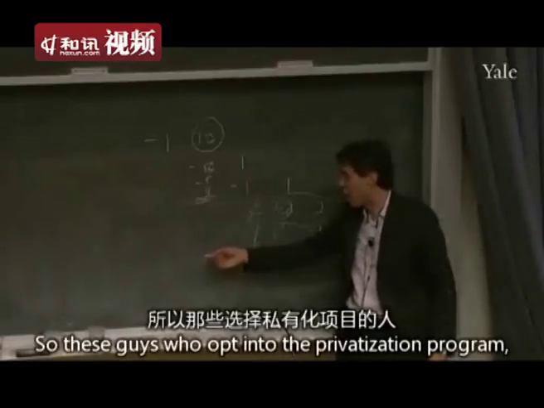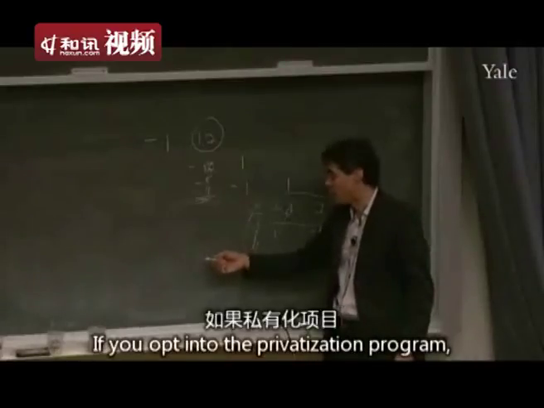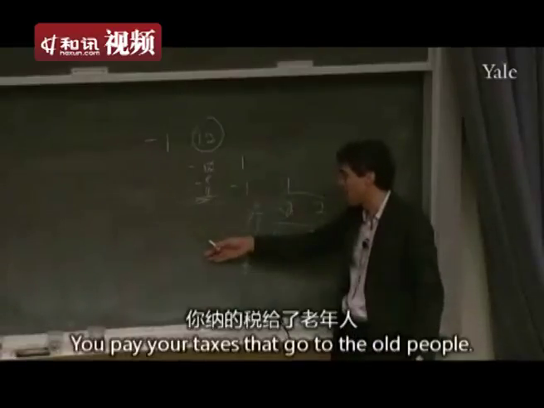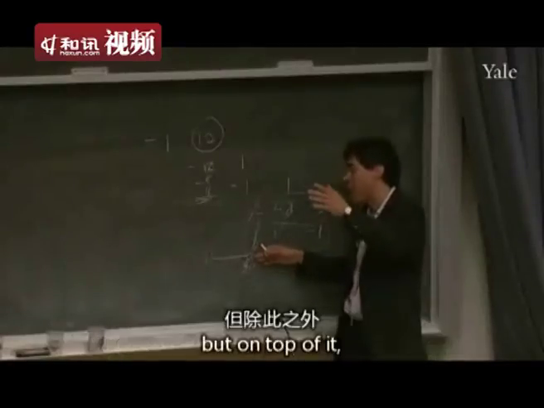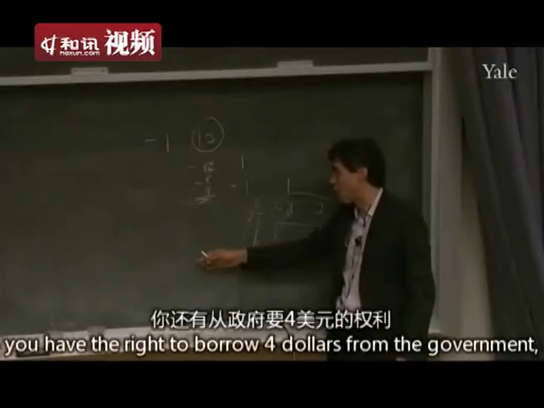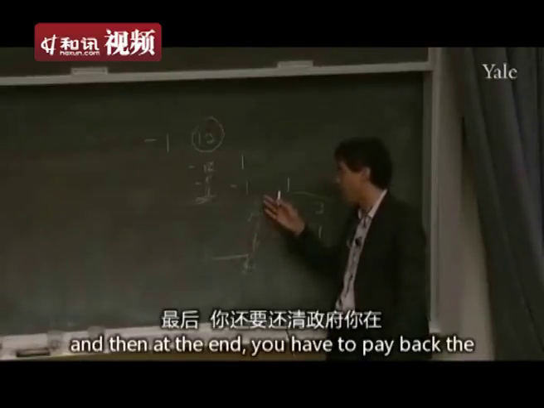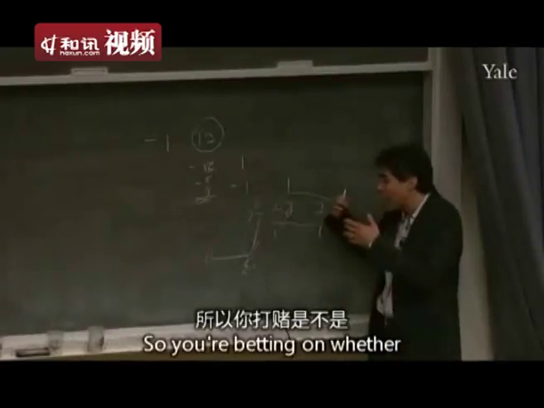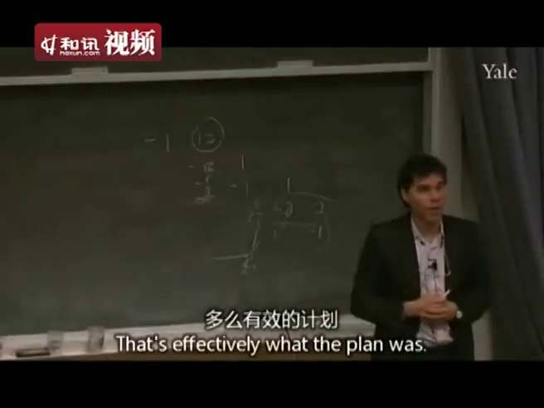So let me repeat the Bush plan. If you opt into the privatization program, you effectively do everything you did before in Social Security. You pay your taxes that go to the old people, you get the benefits just like you did before, but on top of it you have the right to borrow $4 from the government, invest it in stocks, and then at the end you have to pay back the government out of your stock market return. So you're betting on whether the stock market is going to do better than the bond market. That's effectively what the plan was.